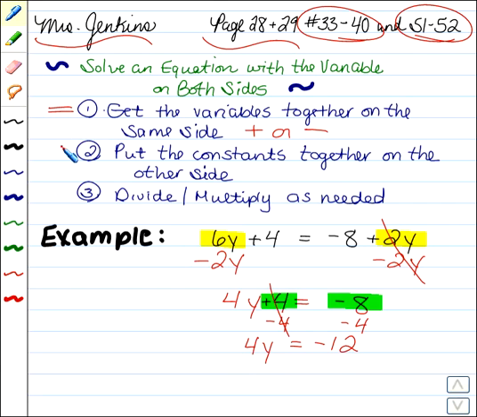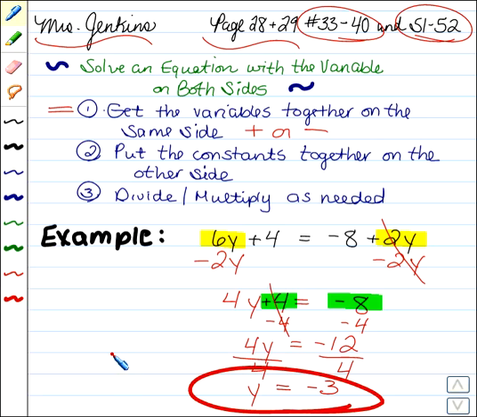The last step that we need to do is to divide or multiply as needed. If our answer was already y equals, then we wouldn't need to multiply or divide. But we have 4y equals negative 12. So in this case, we need to divide both sides by 4. And that will give us an answer of y equals negative 3.